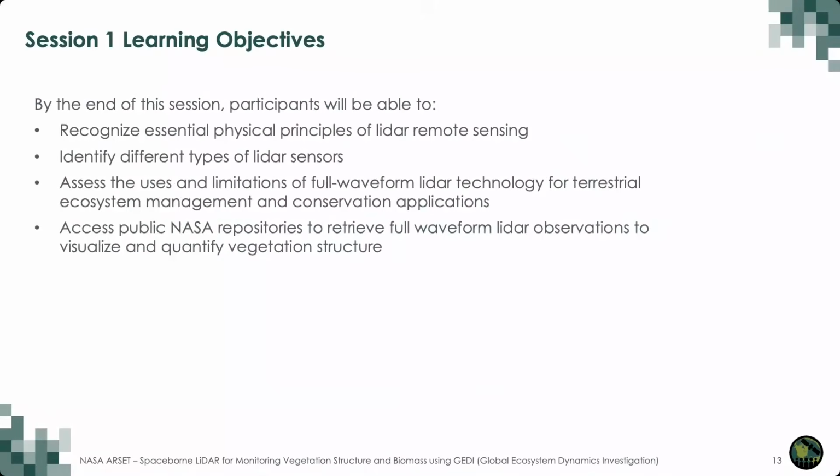By the end of this session, participants will be able to, first, recognize essential physical principles of LiDAR remote sensing. Second, identify different types of LiDAR sensors. Third, assess the uses and limitations of full-waveform LiDAR technology for terrestrial ecosystem management and conservation applications. Fourth, access public NASA repositories to retrieve full-waveform LiDAR observations to visualize and quantify vegetation structure.